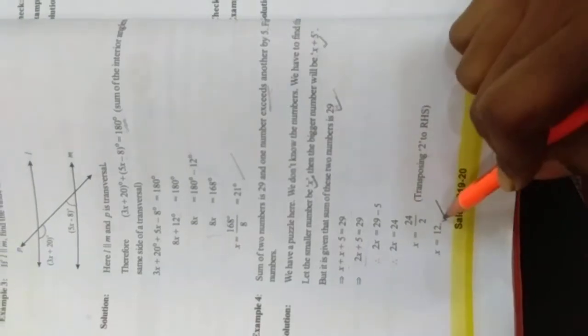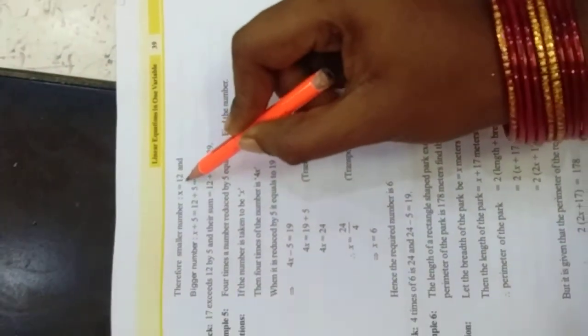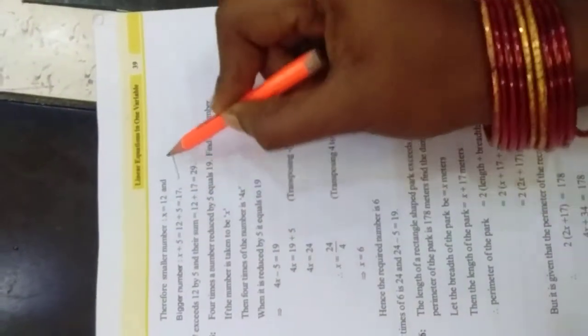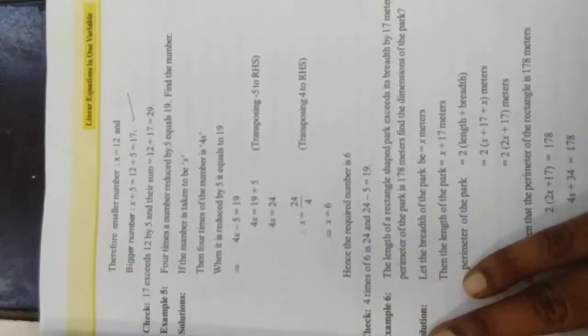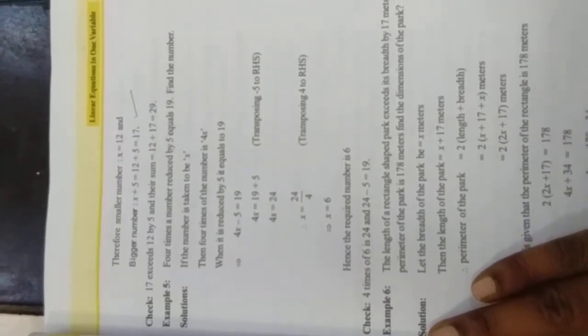Here you just have to substitute this x value in the bigger number, and you will get the value of the bigger number. If you substitute the x value in the smaller number, you will get the bigger. Now you will get the smaller number and the bigger number.